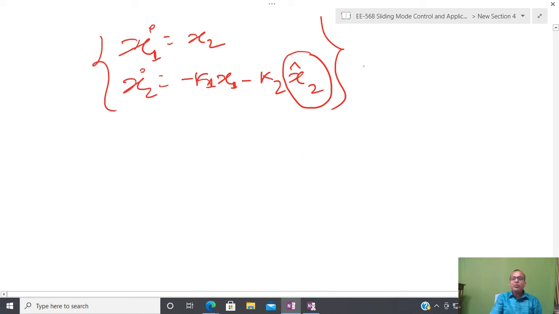And now for further analysis, how to design k1 and k2 and what kind of property it will satisfy, that is called the separation principle. It means you have to make sure that your observer dynamics should be relatively faster than the controller, because first you have to observe the state, and only then are you able to design the control.